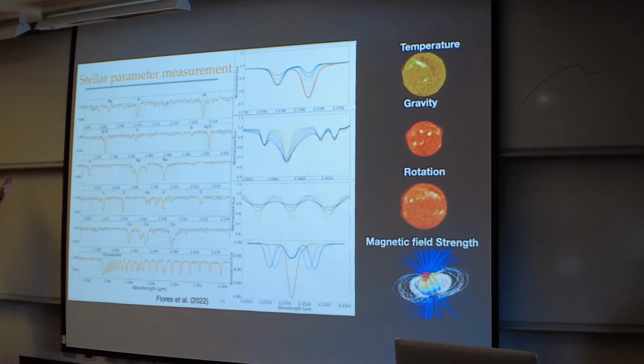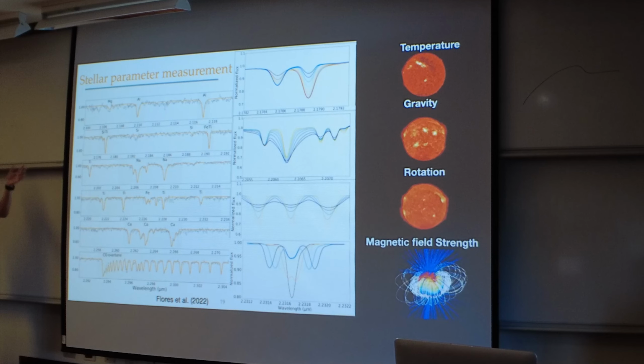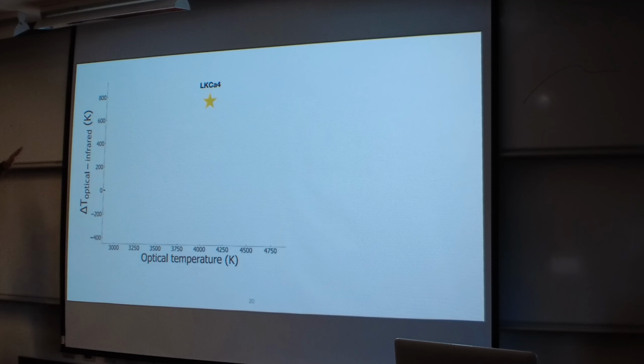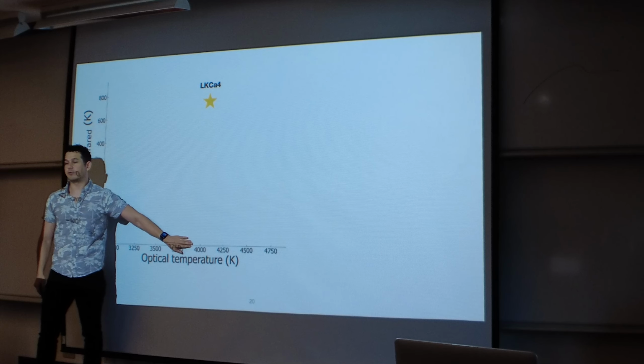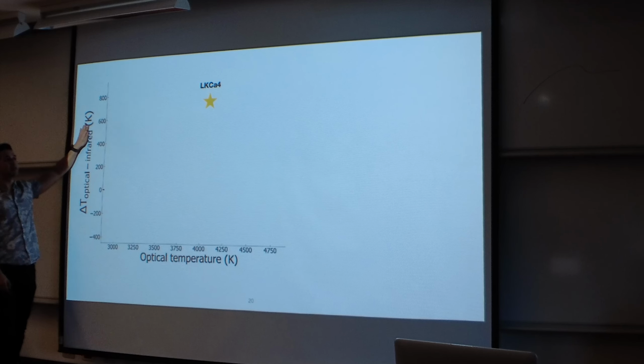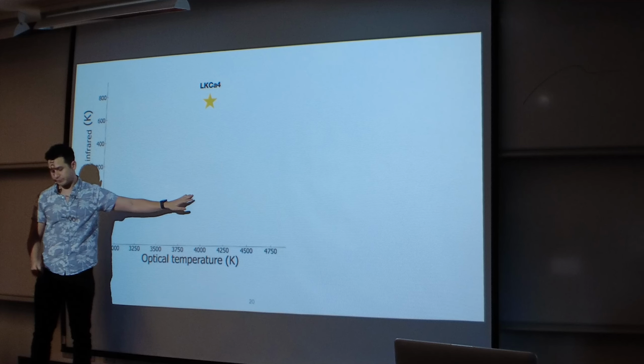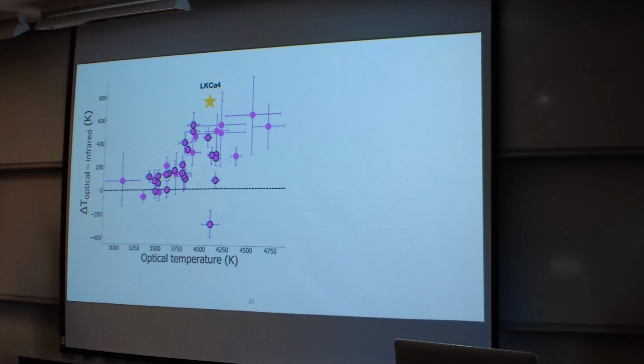Okay, so after we collected this sample and analyzed all of them through this method, we then want to answer the question of how the rest of the sample compares to Lee Calcium-4. So this is Lee Calcium-4 right here. We know it has an optical temperature of about 4,000 Kelvin. The difference between the infrared and the optical temperature is around 600 to 700 Kelvin. If the stars had no difference between these two temperature measurements, it should be around 0 right here. But that's not the case.